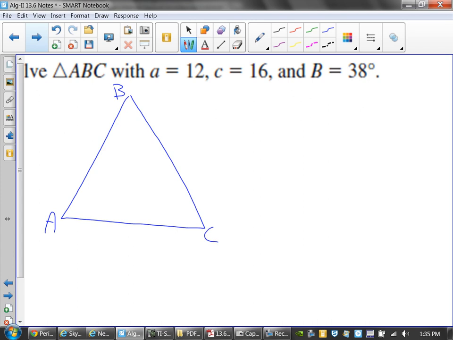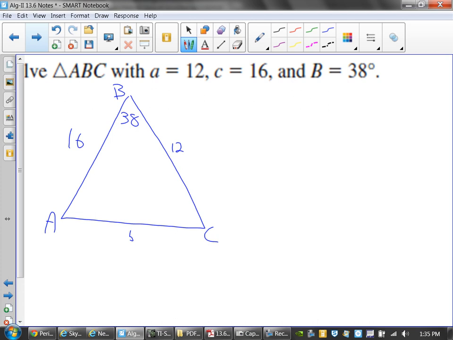Let's see, little a is 12, little c is 16, and angle B is 38. This is what we would call that side angle side scenario. Everybody see that? Now, when you're looking at this, think of it as you're going to work with the side opposite your given angle. What is the side opposite the given angle? It's little b. Everybody agree?